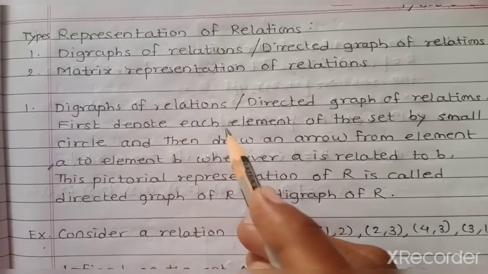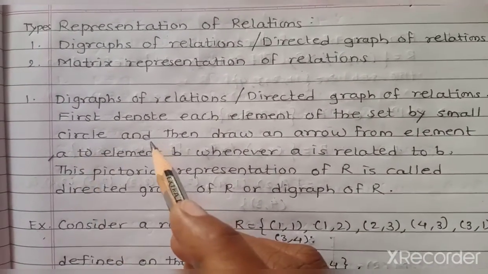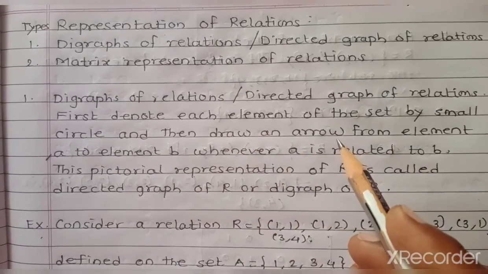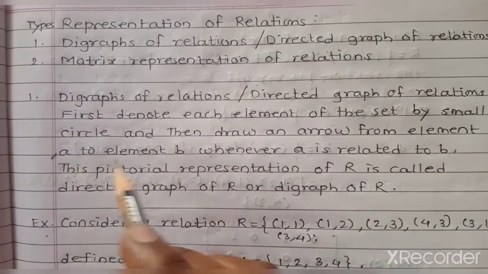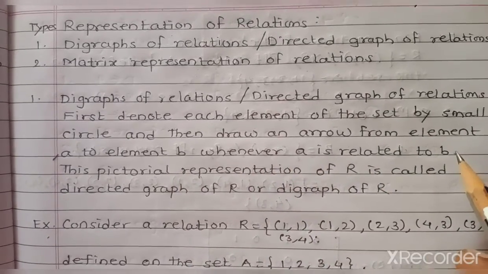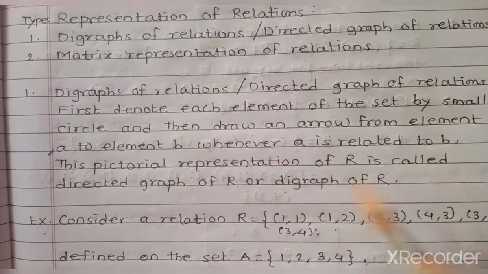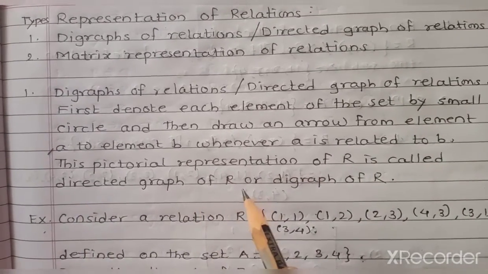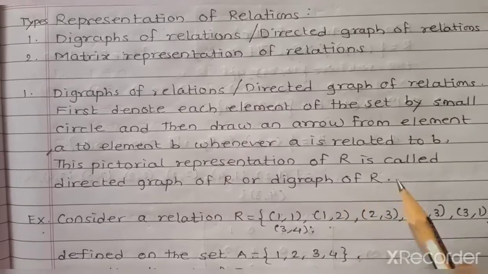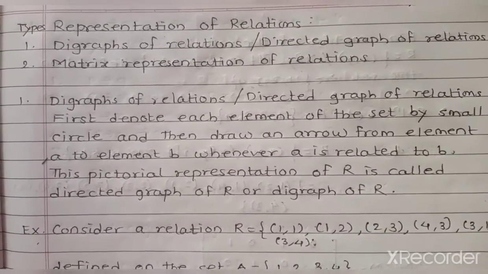First we denote each element of the set by a small circle and then draw an arrow from element a to element b whenever a is related to b. This pictorial representation of R is called a directed graph of R, or diagram of R.